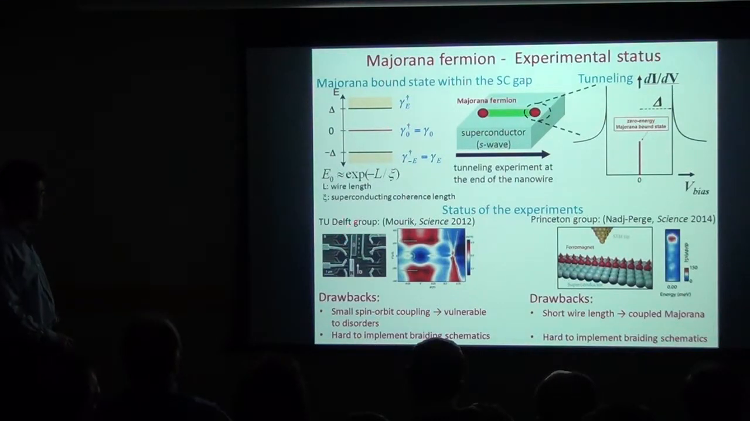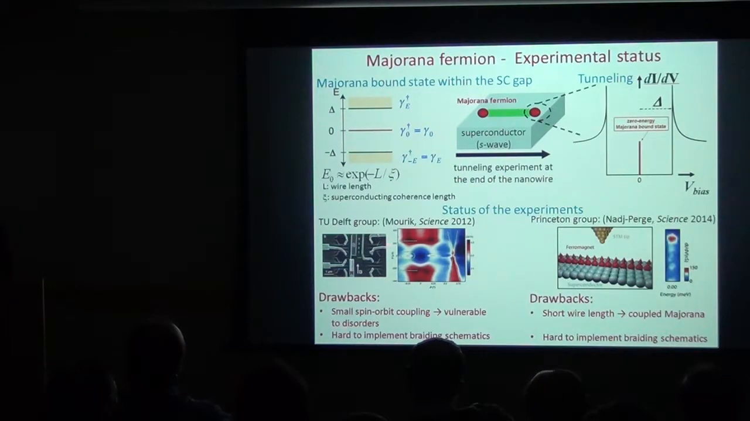An example is a group from Delft. They use an indium antimonide nanowire coupled to a superconductor to probe the Majorana fermion. However, there are a couple of weaknesses in their approach, because the spin orbit coupling of the indium antimonide nanowire is very small, about 50 micro electron volts. The stability of the Majorana fermion relies on the stability of the topological superconductor, and that relies on how strong the spin orbit coupling is. So the small spin orbit coupling makes the Majorana fermion vulnerable to disorder, and also makes the zero bias mode hard to attribute to Majoranas.